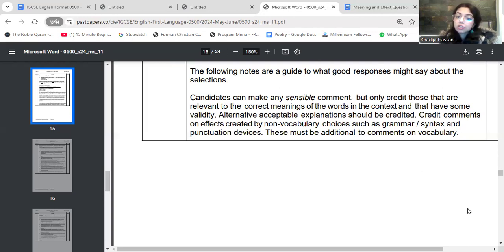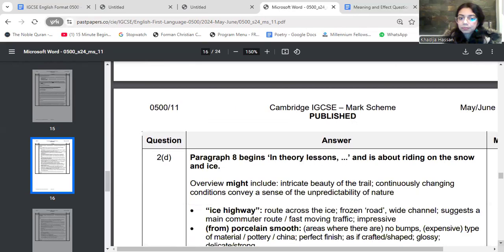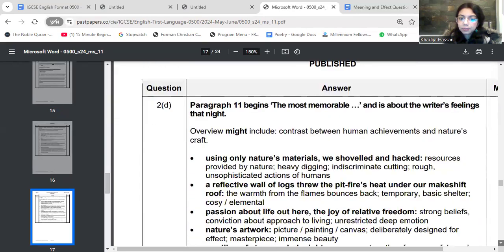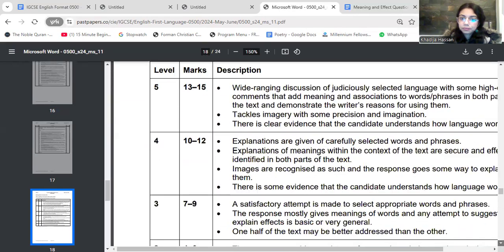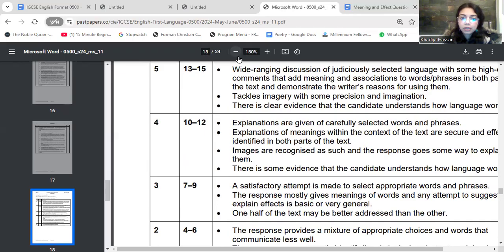These must be additional to comments on vocabulary, right? So notice how I said extra marks. You do have to first talk about the three conditions that we talked about: explicit, implicit, imagery. Then you can talk about things like structure, or punctuation, or syntax, etc. And that is pretty much it for this question. Okay, just one more thing actually.